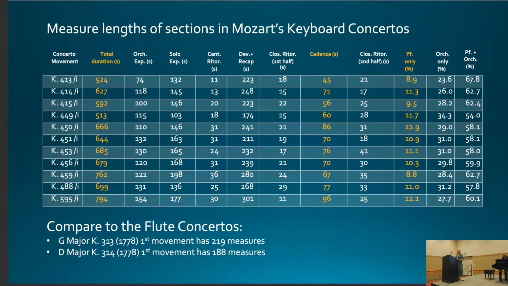So we have drums, yay. To compare, for the G major concerto, the first movement has 219 measures. So our cadenza needs to be less than 21 measures, okay? The D major concerto is 188 measures for the first movement, so that means we need to be under 18 to 19 measures. We need to be less than that. So that's your first goalpost when you're writing your cadenza, right?